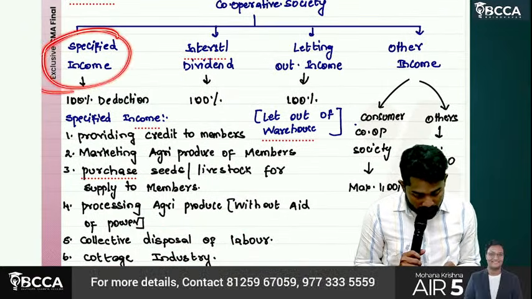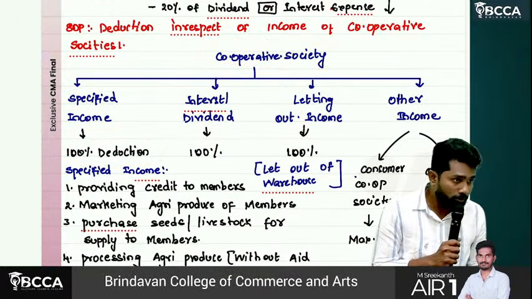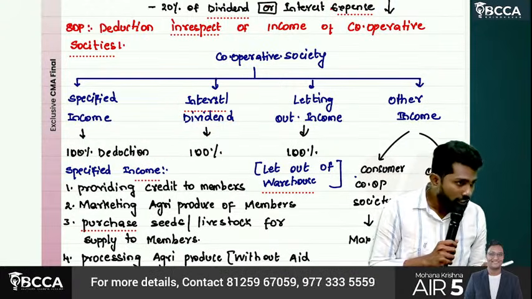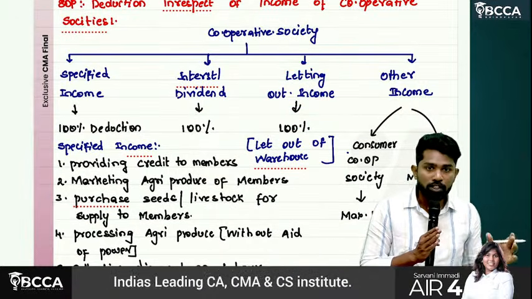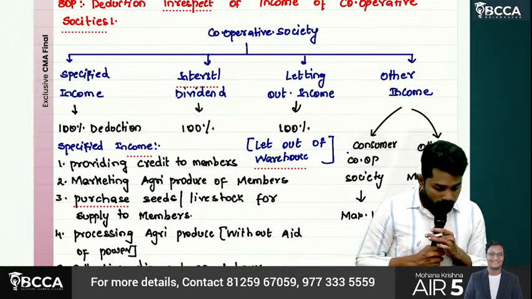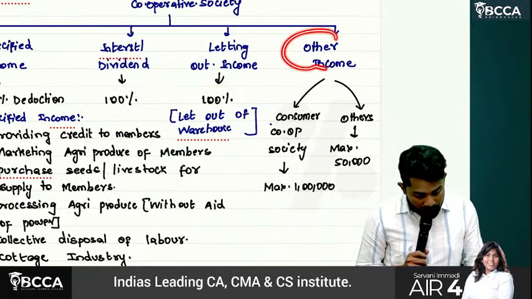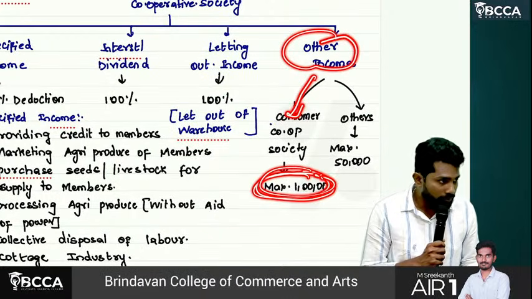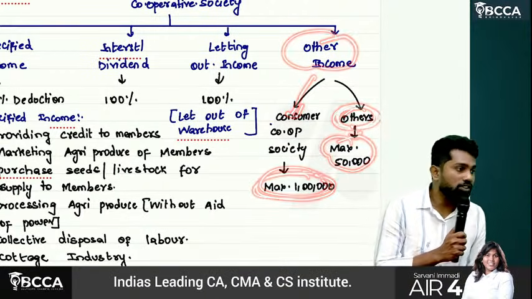From that, if any income is earned by cooperative societies, then 100% of the profits are eligible for deduction. If they have any interest or dividend income, that is also eligible for 100% deduction. If a cooperative society has built a warehouse and rents it out, the rental income is also eligible for 100% deduction. Then for other incomes, if it is a consumer cooperative society, up to 1 lakh can be claimed as deduction. If it is other than a consumer cooperative society, maximum 50,000 can be claimed as deduction.